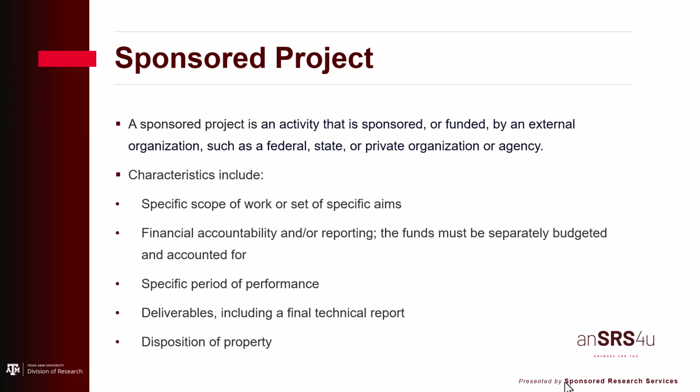Characteristics include a specific scope of work or set of specific aims, financial accountability and/or reporting. The funds must be separately budgeted and accounted for. A specific period of performance. Deliverables, including a final technical report. And disposition of any property that was acquired with the grant. This is in contrast to a gift, which is handled by the Texas A&M Foundation. Gifts do not have a specific scope of work or defined deliverables.